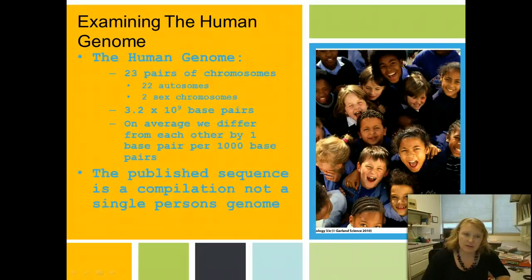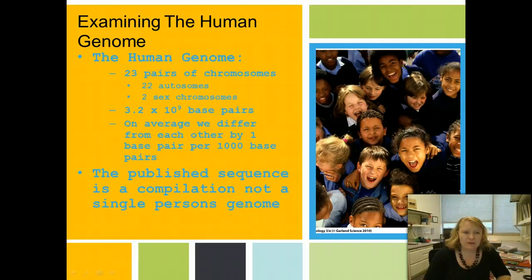So we've talked about the human genome. We have 23 pairs of chromosomes, 22 autosomes and 2 sex chromosomes. Hopefully at this point you really have that nailed. We did this sequencing first in 2001, and the published sequence of our genome is a compilation. It's not just one person's, because with single point mutations it would be hard to have one person's genome be the standard human genome. So we did a compilation.